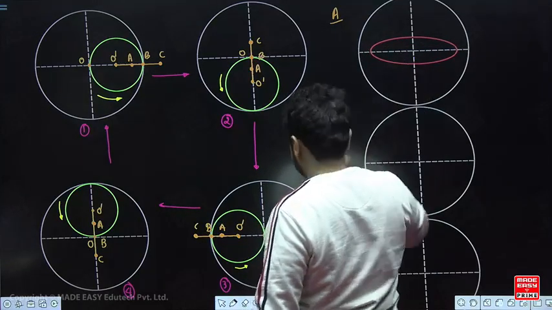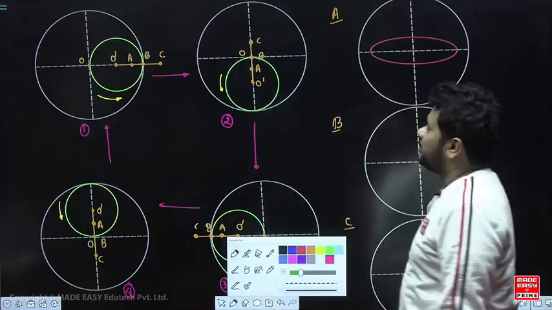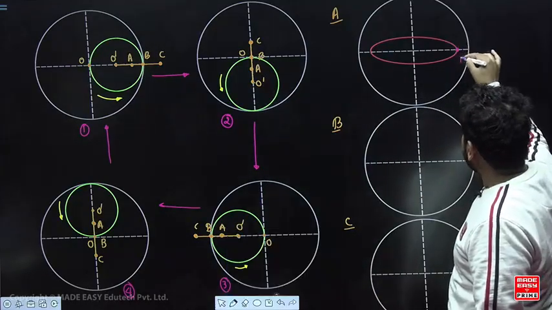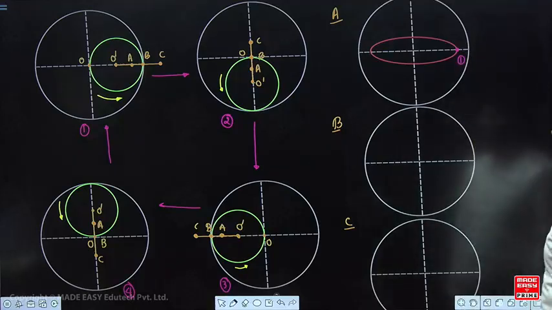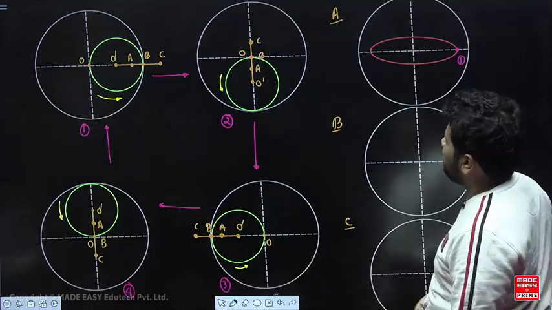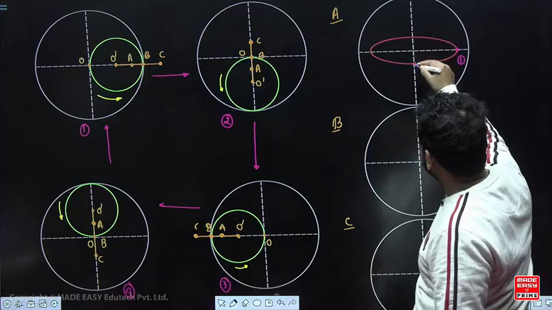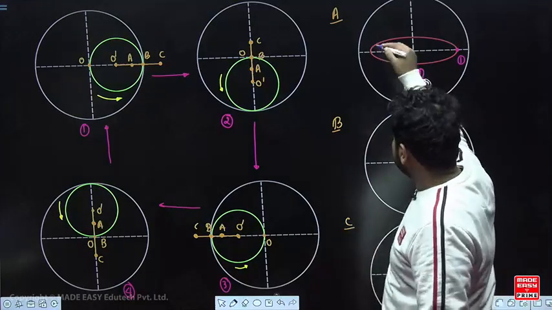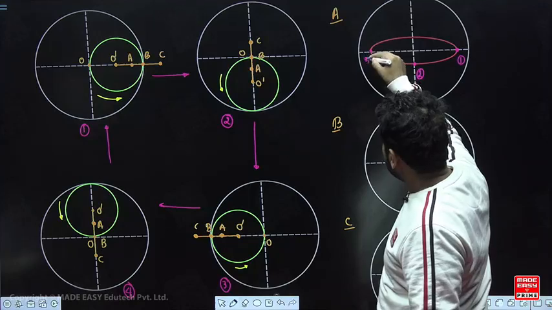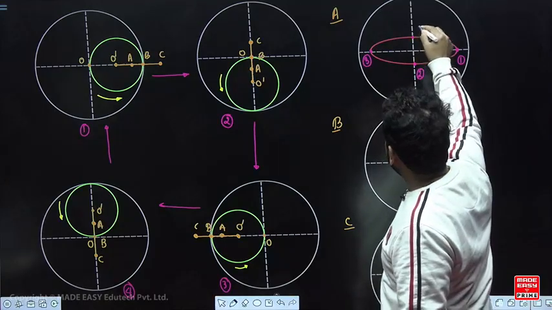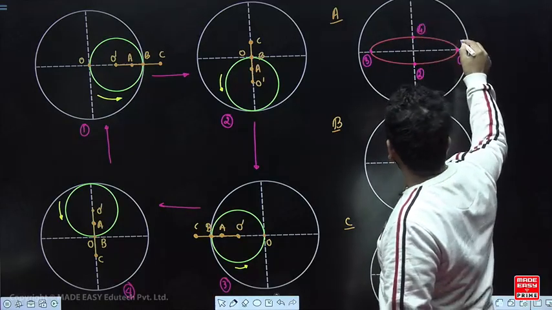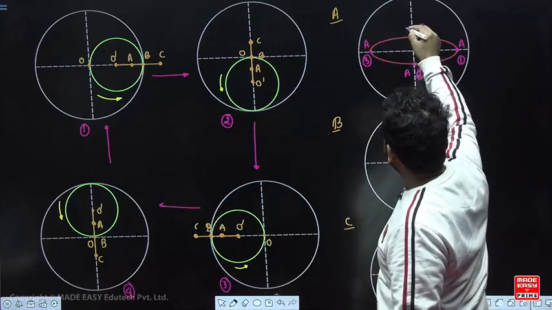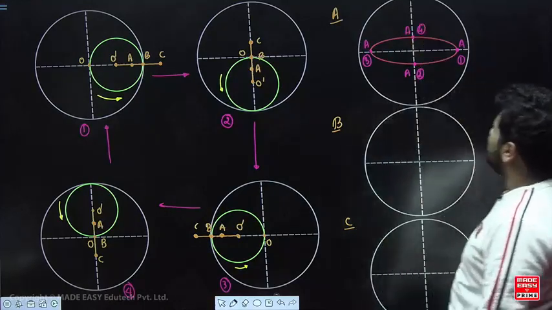ध्यान से देखते रहिएगा, ठीक है। For figure for A, where is the A point initially? This is from figure number 1. From figure number 2, where is your A? You will say it is here. From figure number 3, where is A? From figure number 4, where is A? So these are the locations of the point A, isn't it?